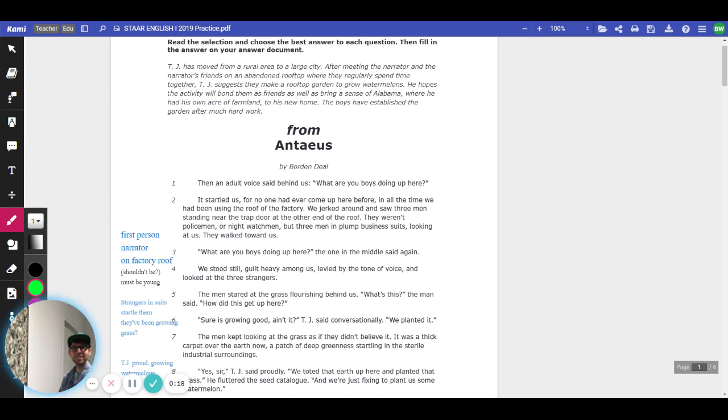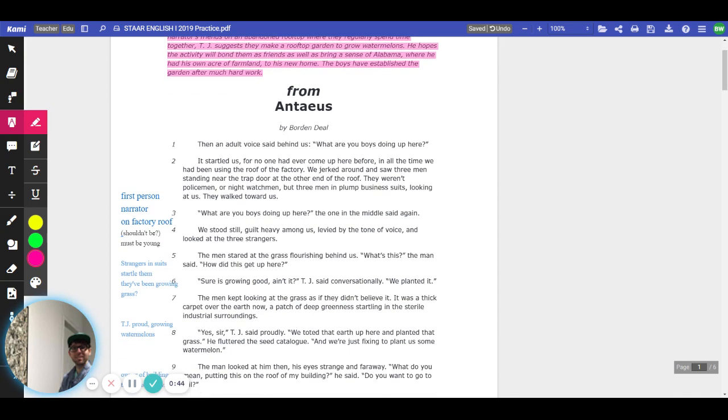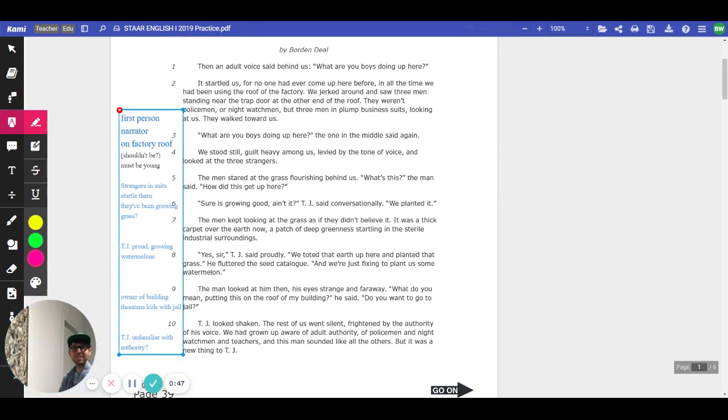Don't skip this part up here where we'll have important information they'll give us sometimes. Like this one, we know now that the boys have established this after much hard work. That could be important. This is from one of the friends, like back home in Alabama, where he would do stuff like this. So we get some interesting, important information up here. Then go back and do a quick annotation.